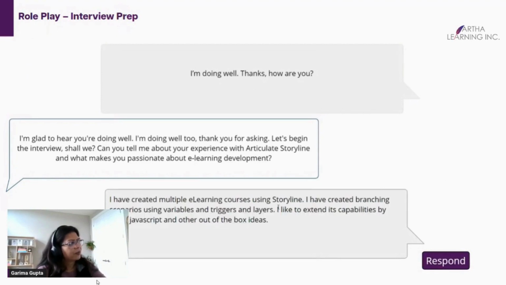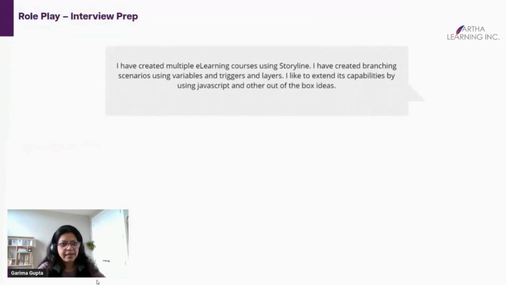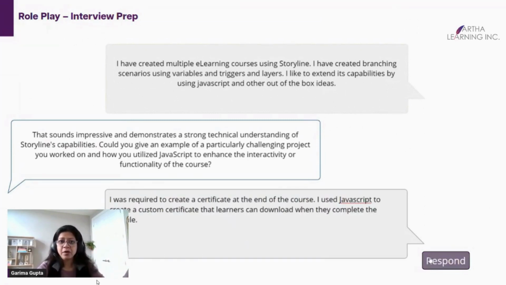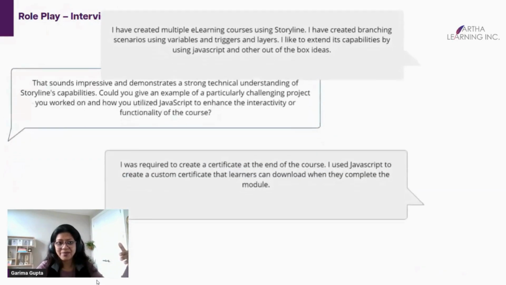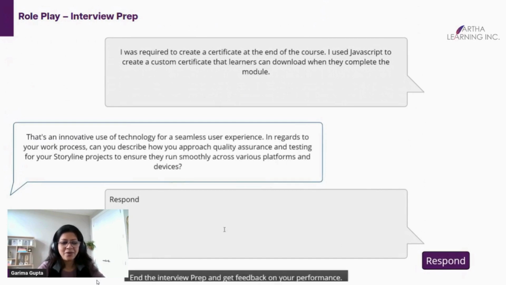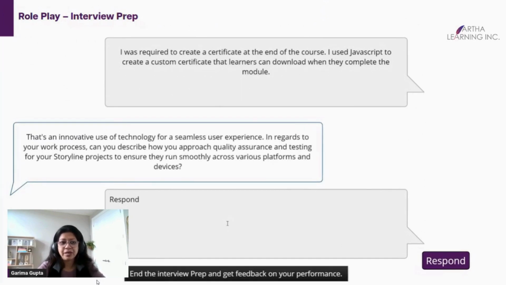So the learner says, I'm doing well, thanks, how are you? The AI responds to it and says, okay, tell me about your experience. And then the learner answers something. Well, I have done this and this and this. This is my experience. The AI can follow up, answer more questions. And depending on what the learner wrote, the follow-up question is going to be different, right? Because the AI is reading what the learner is answering and then asking the follow-up question based on that. And this conversation can keep on going for as long as you want, because you are building practice and you're building competency and you're building confidence throughout this.